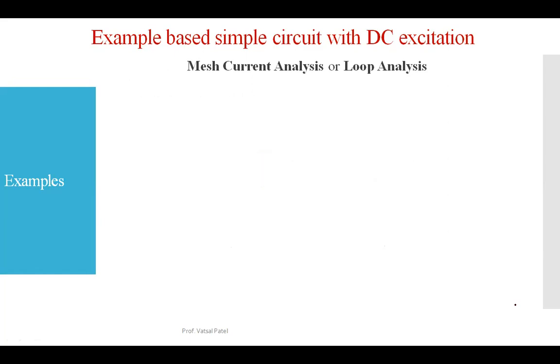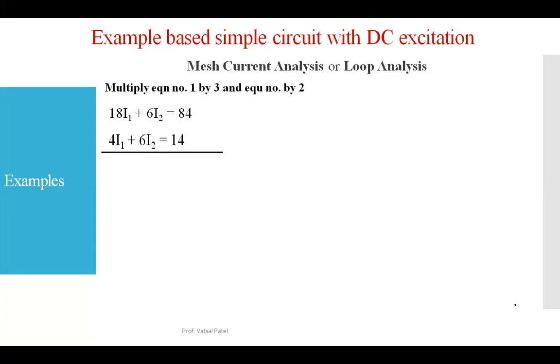Now we simplify these equations by multiplying equation number one with 3 and equation number 2 with 2. After multiplication, these are the equations we will get, because ultimately we have to subtract both equations. So if we identify the parameters, 6i2 minus 6i2 will be cancelled out after subtracting.